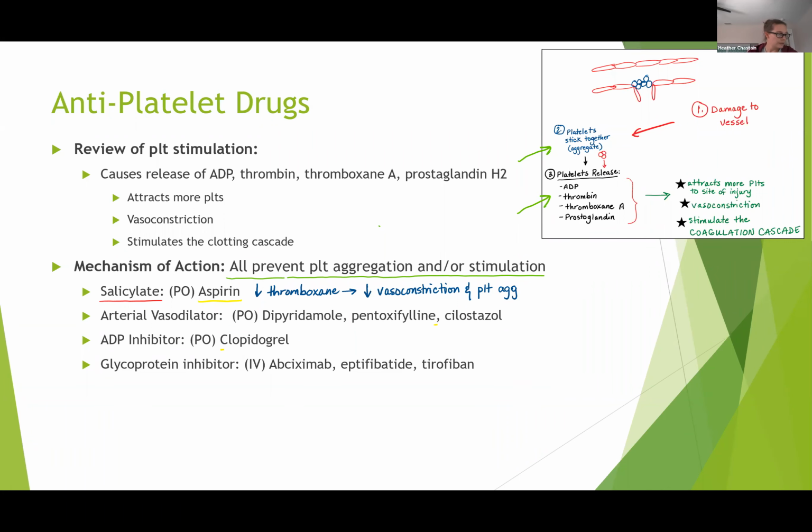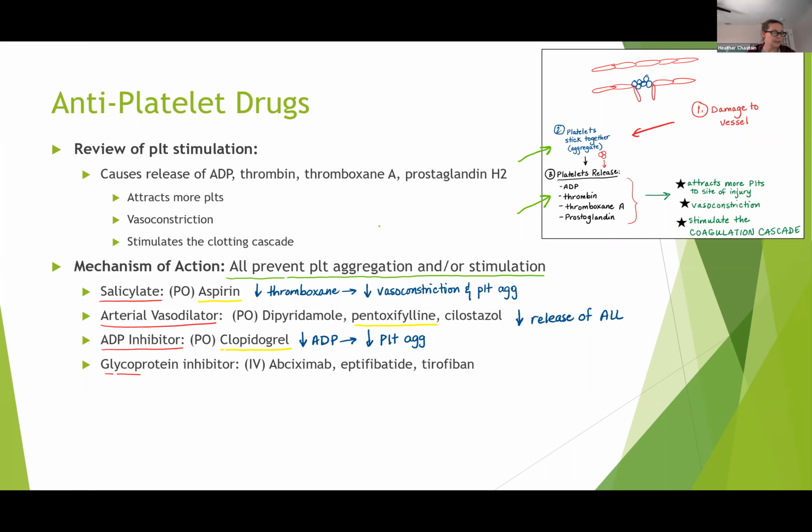Okay. Your arterial vasodilators, the prototype for this one is pentoxifylline. These decrease the release of all the substances from the platelets, all of those up there. Your ADP inhibitors, clopidogrel is your prototype for this one. This is Plavix, by the way. I know y'all have heard of that one. What clopidogrel does is it decreases your ADP, which is going to decrease platelet aggregation.